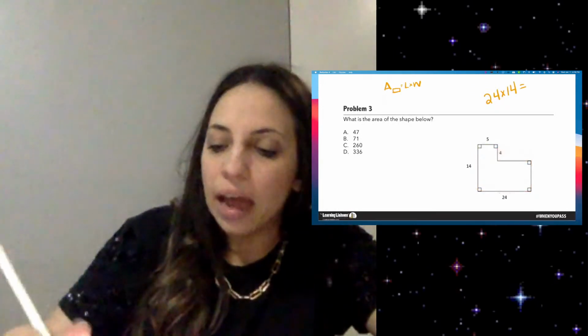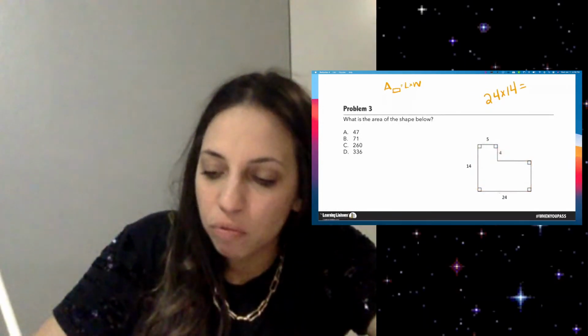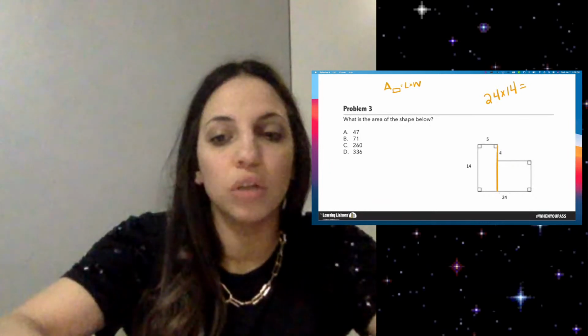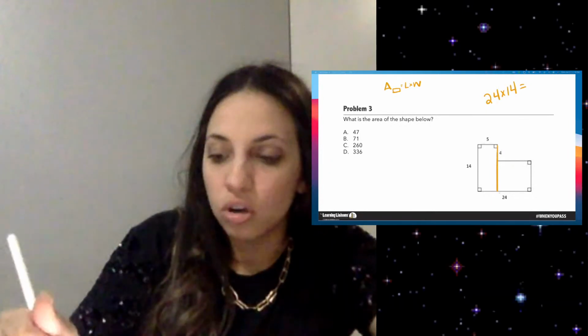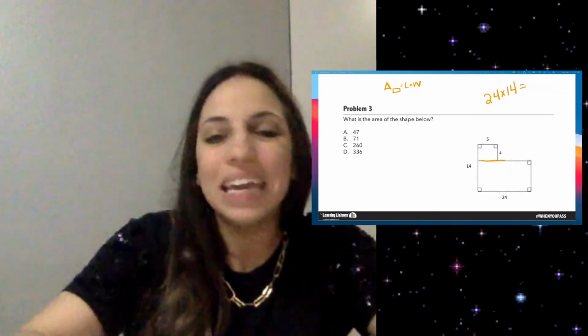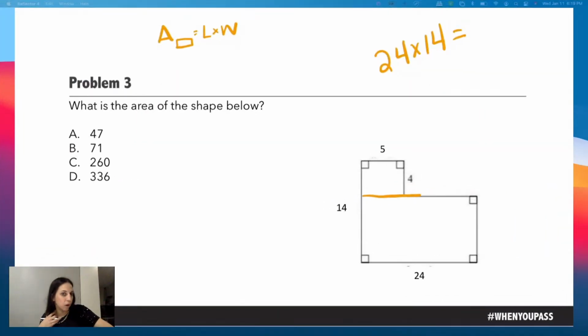So that said, I'm going to cut this shape right here. Now, could you cut it a different way? Absolutely. You could cut it right here if you wanted. Either way works. It doesn't matter where you cut it. You're still going to get the same answer. Like I said, I usually cut it like this. It's just what I'm used to.